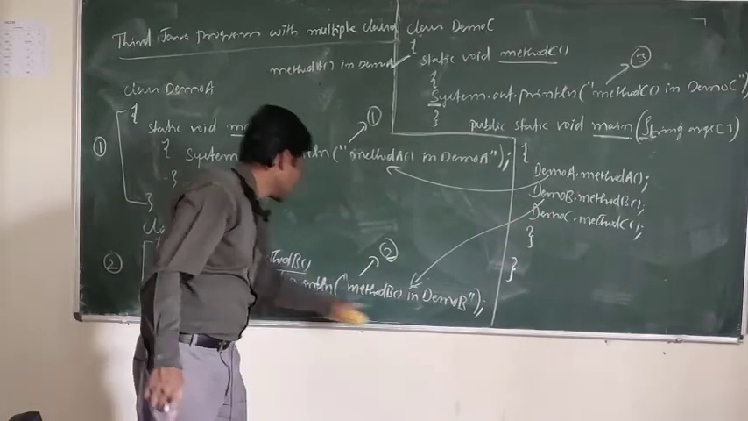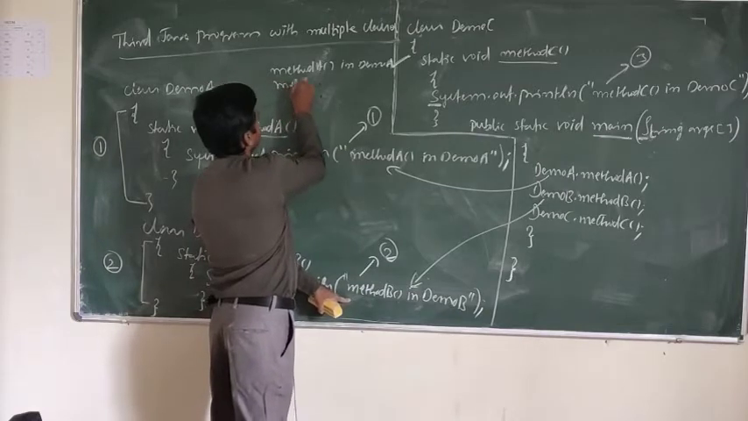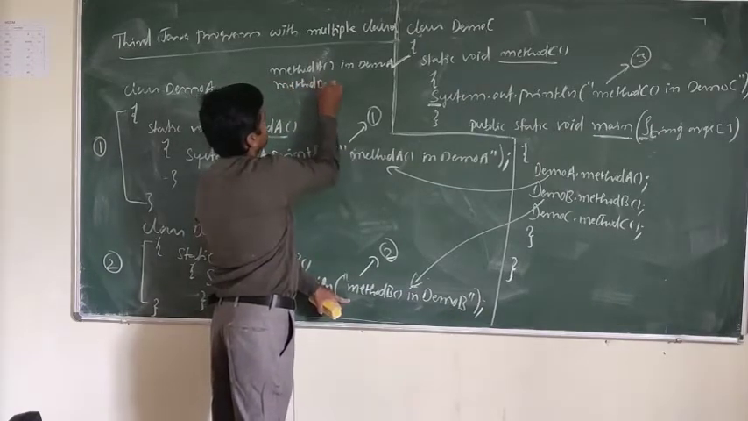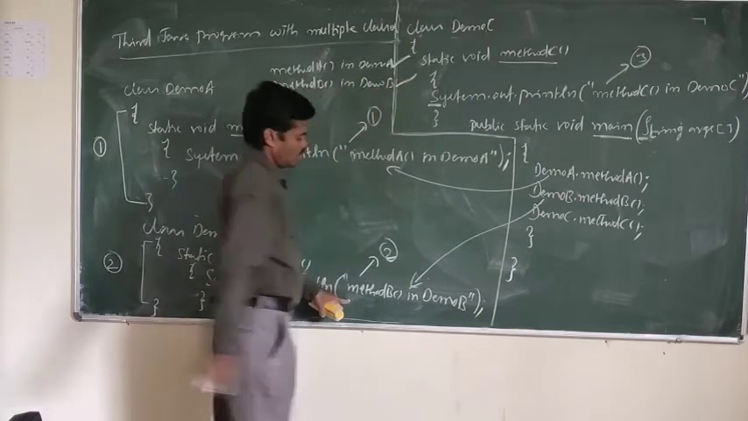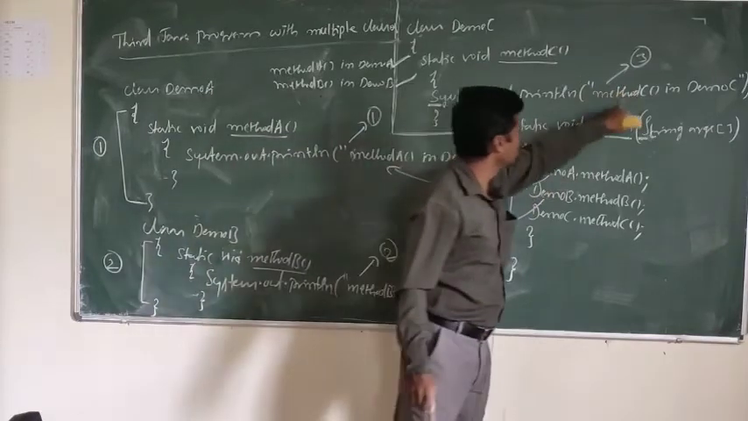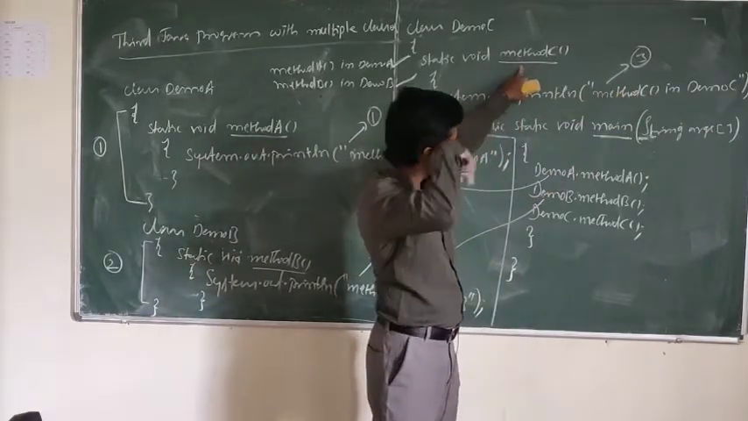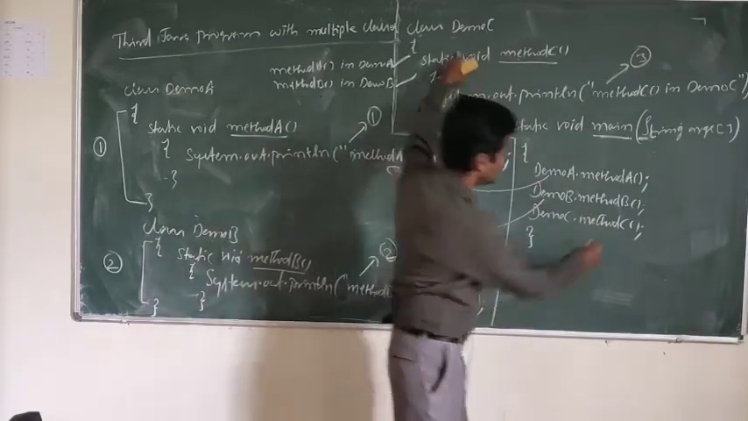In this Demo B, what is the output? Method B in Demo B. This is the second output. Now I want to display the third output. Now if you want to display this, you have to call this method. How to call this method? Using that class name, Demo C dot method C.